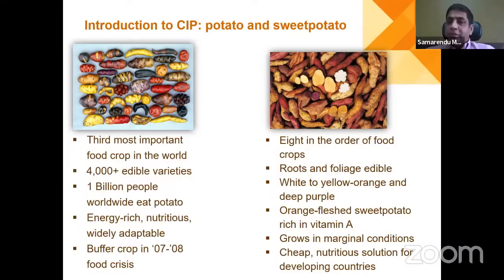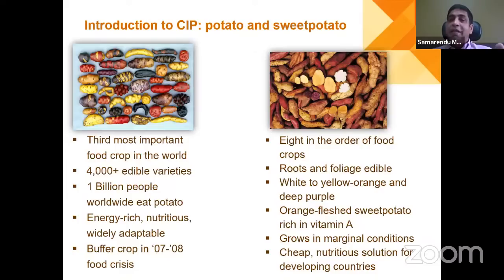In many locations, sweet potato is now grown by the tribal population. For the tribal population, this is a cash crop and a food security crop. So it's very important that they grow this highly nutritious crop, which is literally an organic crop by default, since you don't need a lot of inputs. So you end up producing an organic, very climate resilient crop. It grows in very marginal conditions, very poor soil, which is the beauty of it. It's a cheap, nutritious solution for developing countries.